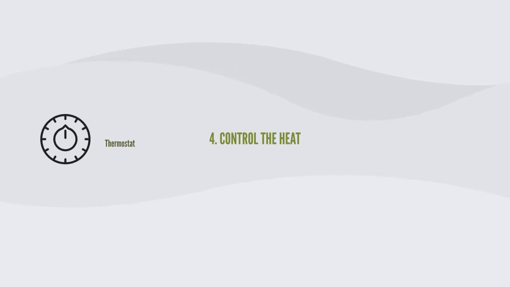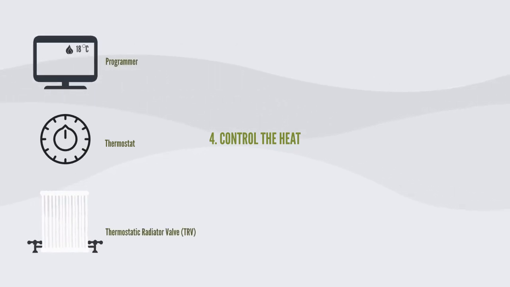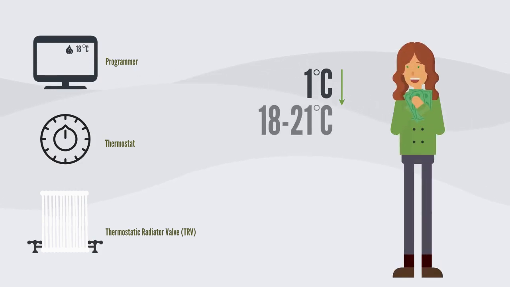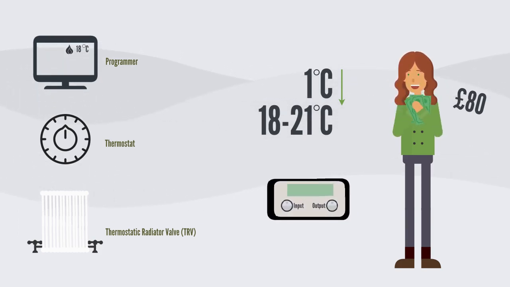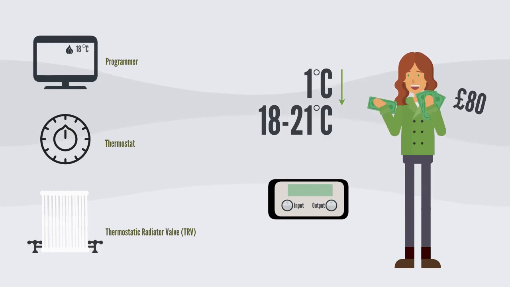Number 4. Control the heat. Thermostats, timers, programmers, thermostatic radiator valves are just a handful of devices that can help you get the most out of your heating system. For every 1 degree the thermostat is turned down, you could save £80 a year on fuel. If you have storage heaters, you'll have input and output switches to regulate the amount of heat that's stored overnight.